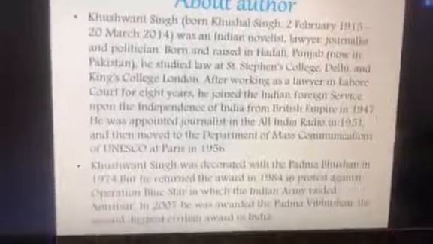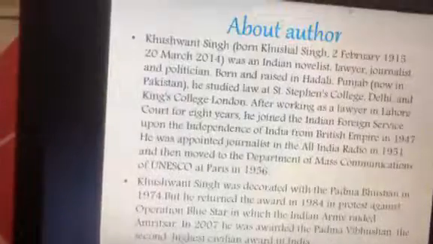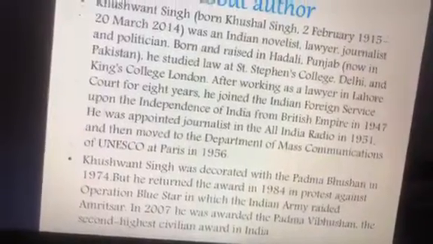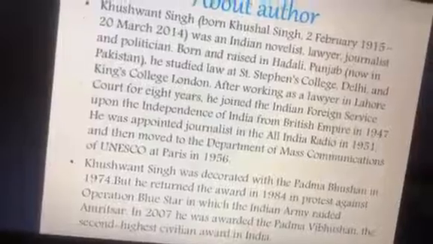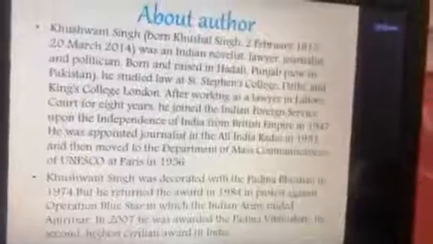There is some information which I will send you in PDF also. The important thing here is that he was given the Padma Bhushan Award in 1974. What is important about him is that he returned the award in protest against Operation Blue Star in 1984. And in 2007, again he was given the Padma Vibhushan Award, which is the second highest civilian award in India. Moving on with the chapter, here you can see the picture of Khushwant Singh and the sparrow, which is quite relevant in this story.